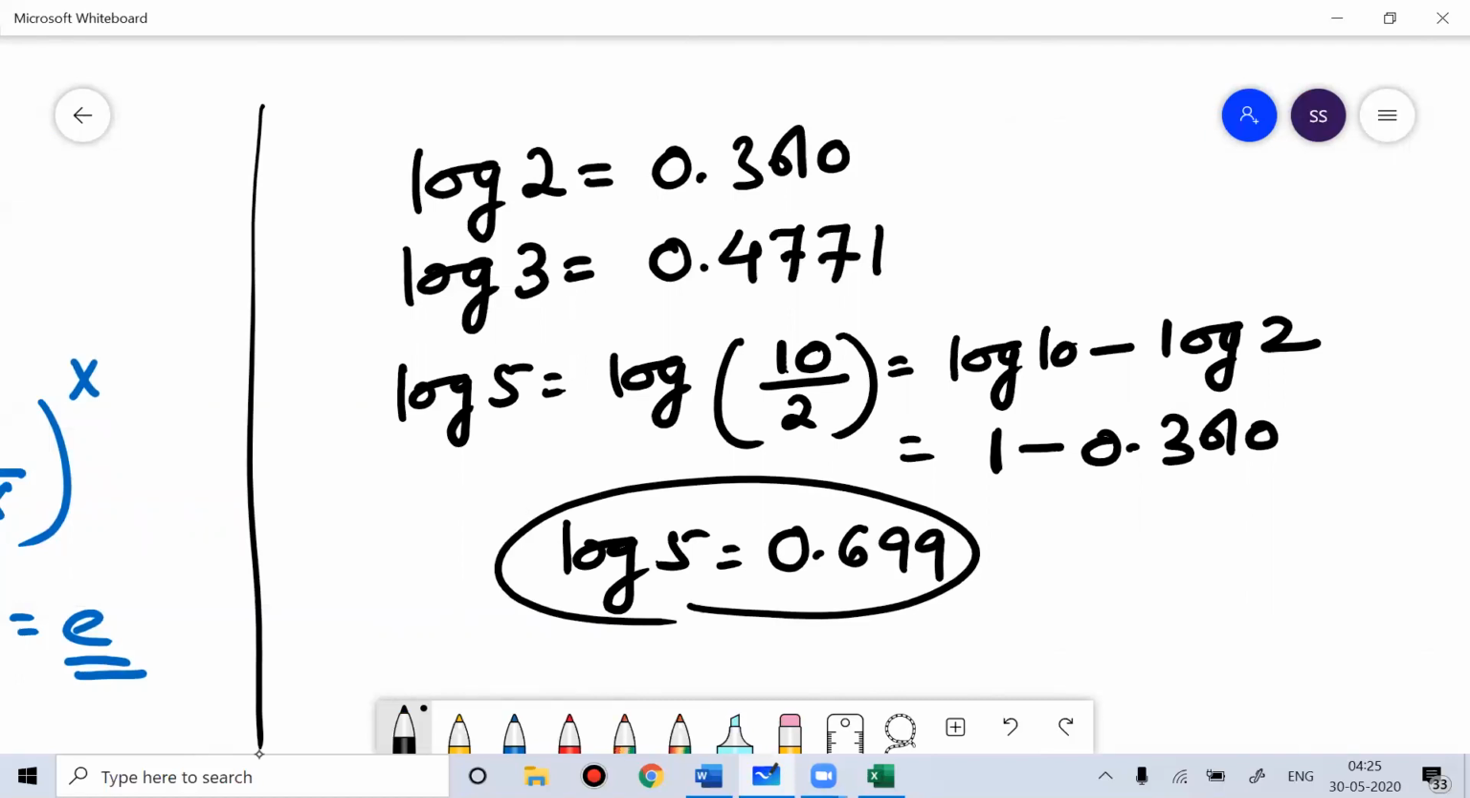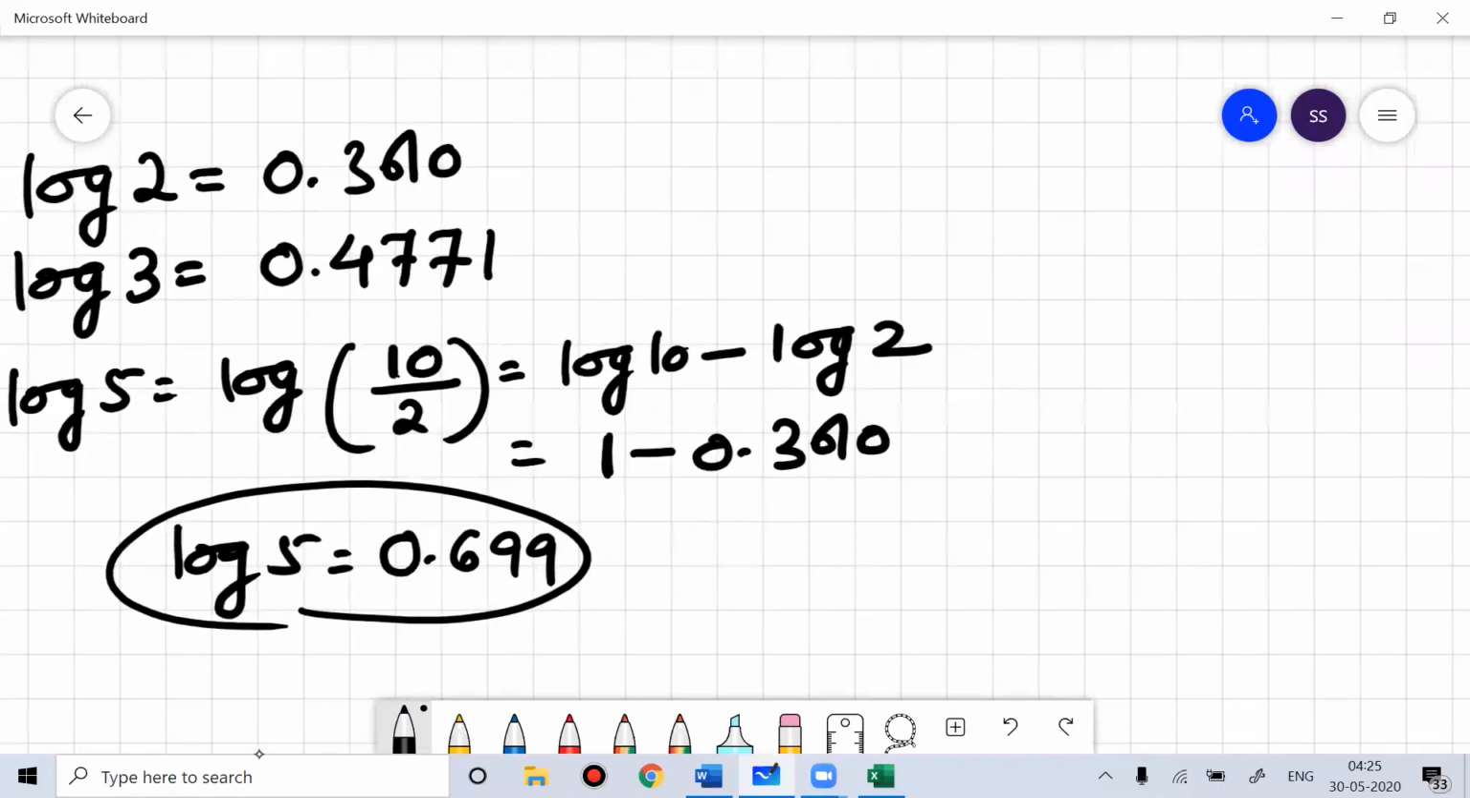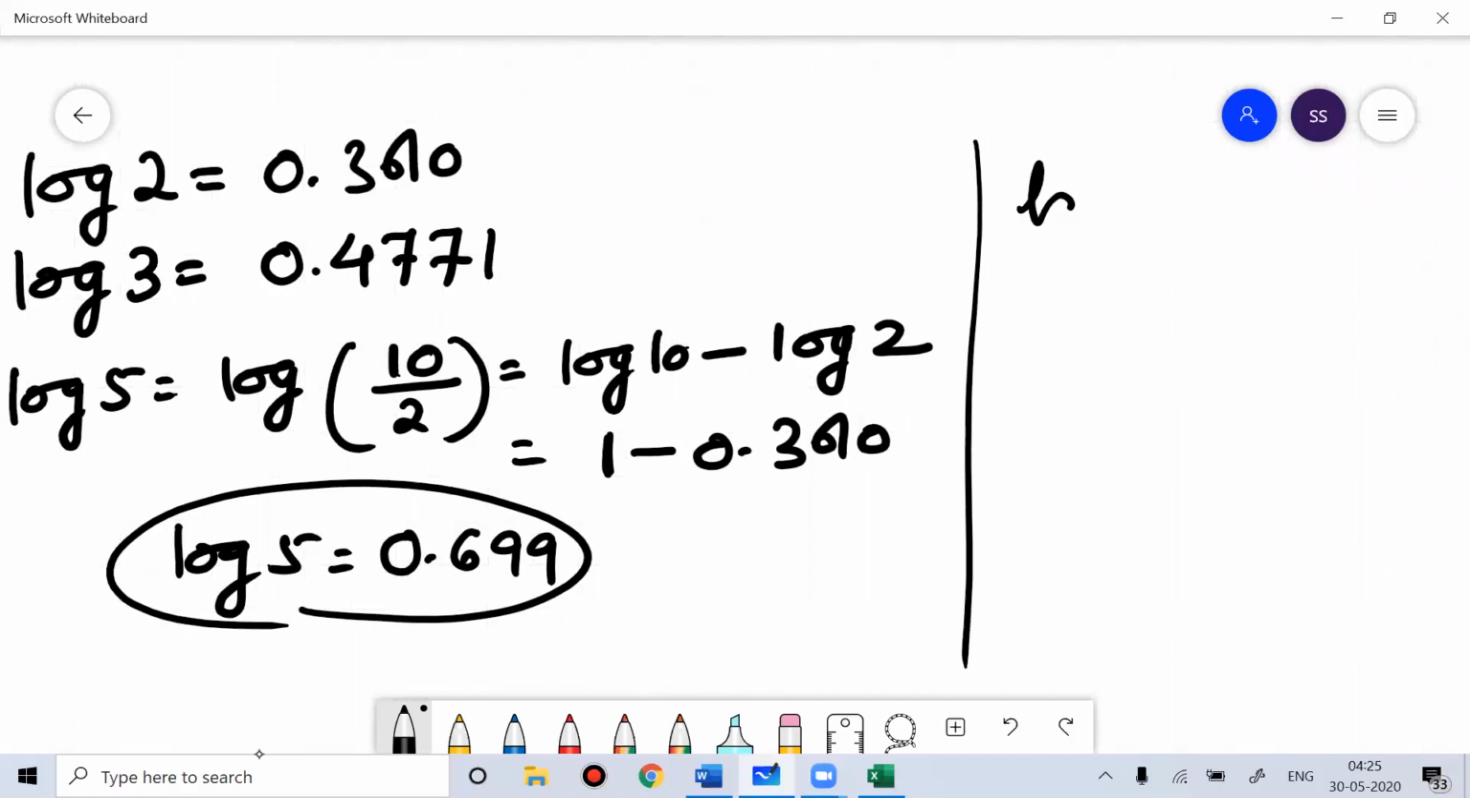If you know the value of log 5, you can easily find the value of log 125, log 625, all that. If you know the value of log 2, you can easily find the value of log 4, log 8, log 16, log 128, log 256, all that. If you know the value of log 2 and log 3, you can tell me the value of log 6. Those who have basic knowledge of log can easily tell me the value of log 6.